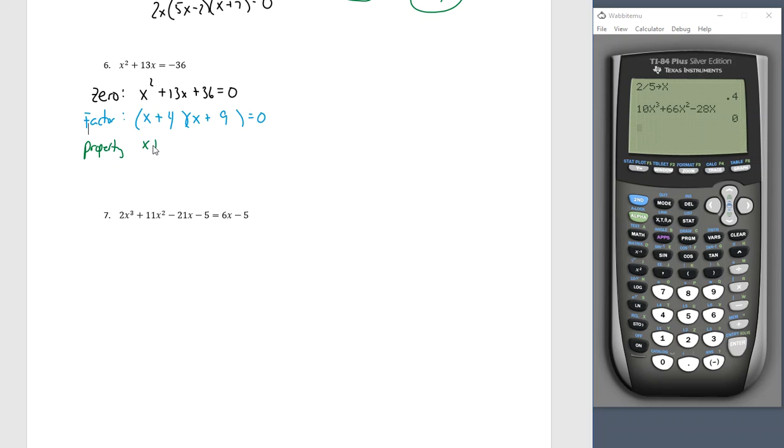And the property tells us that x plus 4 equals 0, or x plus 9 equals 0, in which case x equals negative 4, or x equals a negative 9. That's a horrible, horrible looking 9. Let's make that better. There we go.